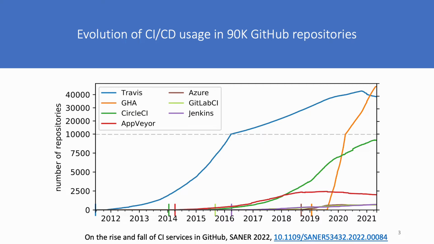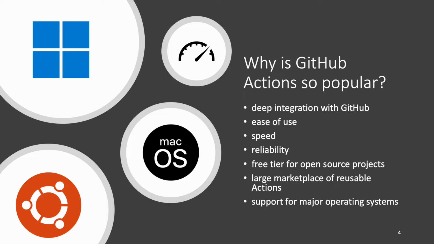Looking at the evolution of CI/CD usage, you can see that this work from summer 2022 studied 90,000 GitHub repositories, and it shows that Travis CI/CD used to be the dominant CI/CD in GitHub until the GitHub Action changed this, and GitHub Action became the dominant in less than 18 months after its introduction.